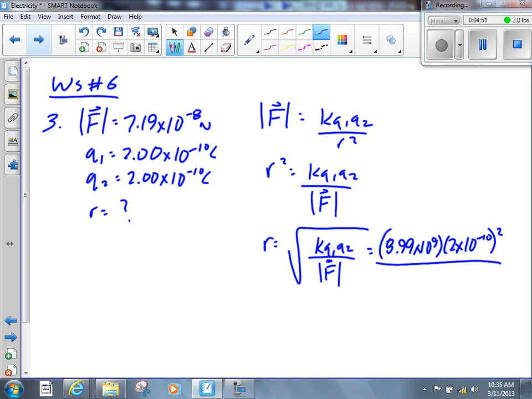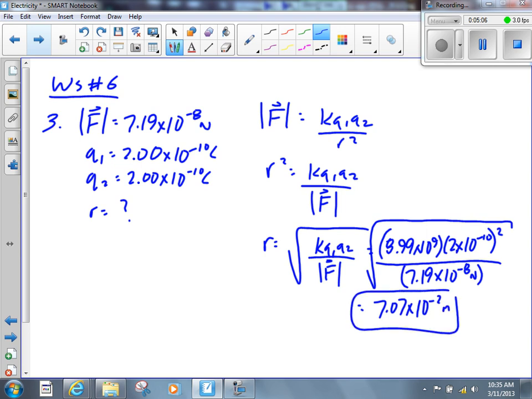The force here is 7.19 times 10 to the minus 8 newtons. And we got to square root that. When we do the math on that one, should work out to be 7.07 times 10 to the negative 2 meters. Make sure you can get that, okay? Put that into your calculator.